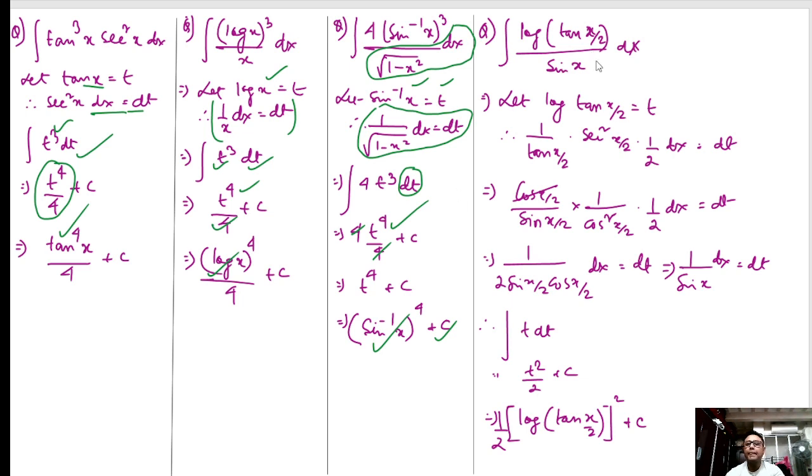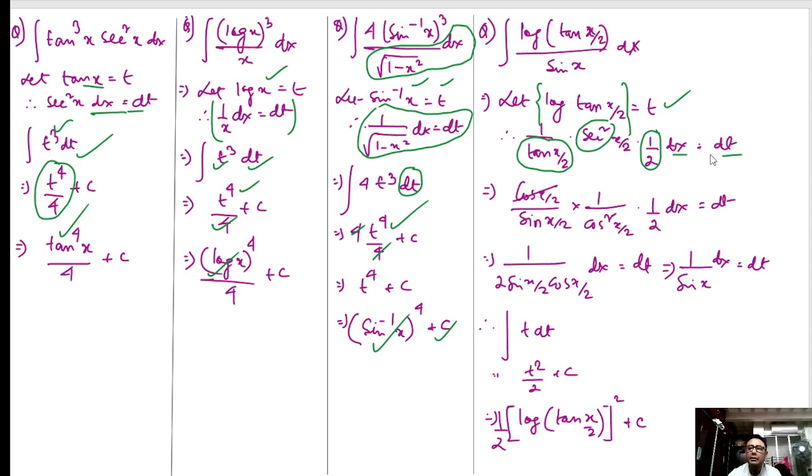Next, this is a sum. Okay, so watch. Let us take log tan x by 2 as t. So first, the derivative of log is 1 by that, and tan gives sec square. Now x by 2 gives a half, so we get dx equals dt. Clear?